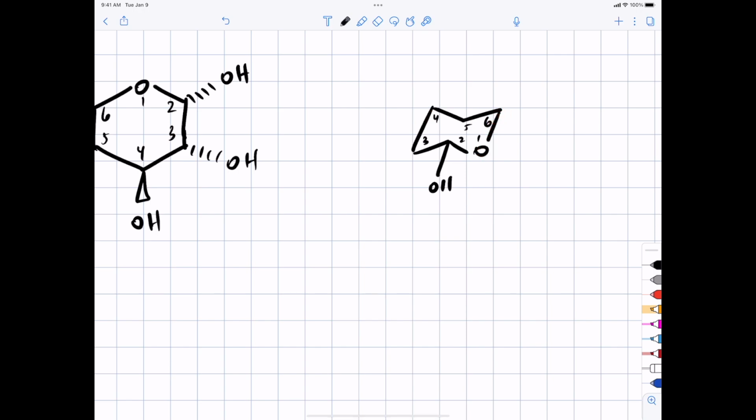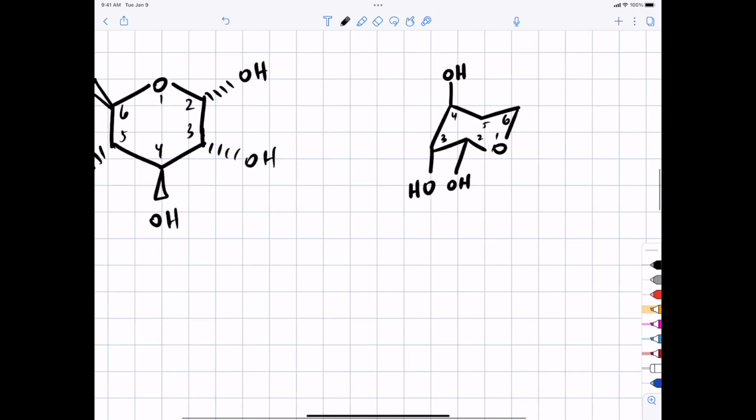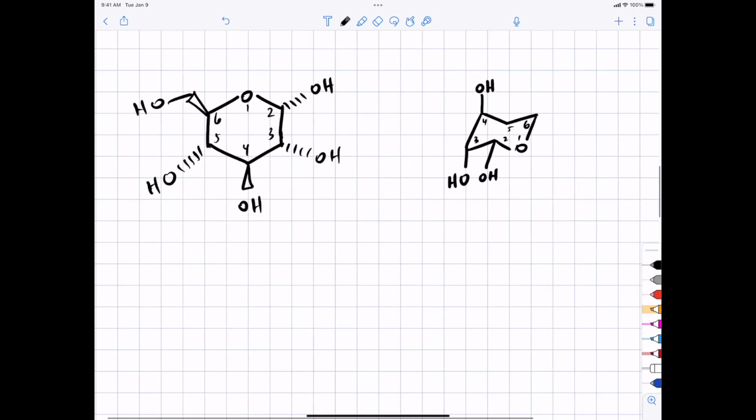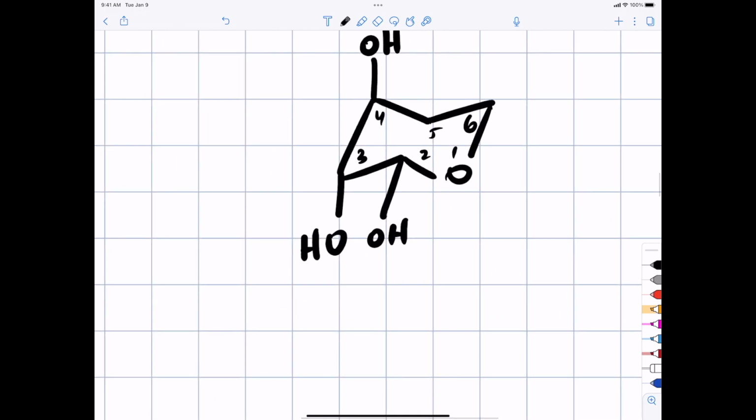So OH is here. Carbon 3, OH is down. So on this carbon, where is the down position? It's axial, good. Carbon 4, the OH group is up, so that would be up axial. Carbon 5, the OH group is down. So I'm going to have to move my number 5 somewhere.